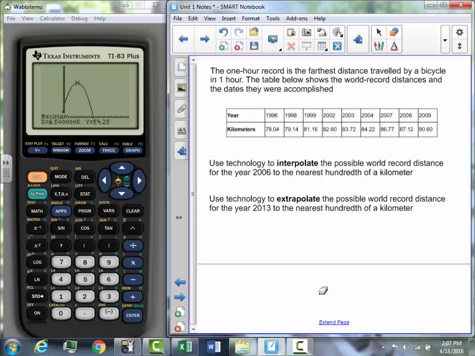The one-hour record for how far you can travel on a bicycle in an hour is as follows. So, 1996, the guy was able to travel 78 kilometers in 1 hour. Look at this, insane. By 2009, though, the world record was someone could travel 90 kilometers on a bike in 1 hour.